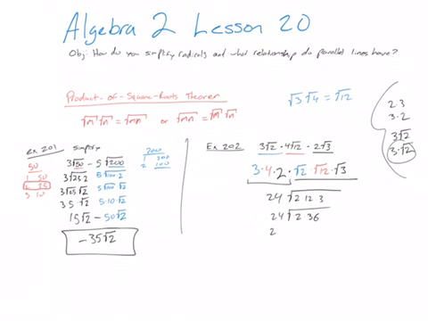So this is going to be 24 times the square root of 36 times the square root of 2. The square root of 36 is 6. It's going to be 24 times 6 times the square root of 2. It's going to be 144 square roots of 2.